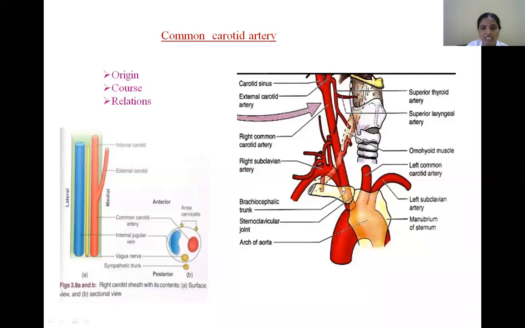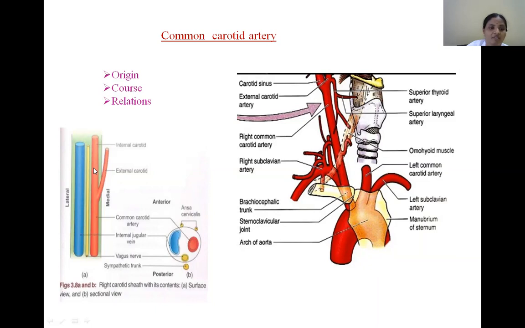So what is the course? Throughout its course, it is present within an enclosure. What is that enclosure? It is derived from the deep cervical fascia. The deep cervical fascia encloses these great blood vessels of the neck. So what are these great blood vessels? The artery is on the medial side and the vein is lateral. So the internal jugular vein laterally, and medially the carotid. In between, posteriorly, there is the vagus nerve. So these structures are enclosed by the deep cervical fascia.